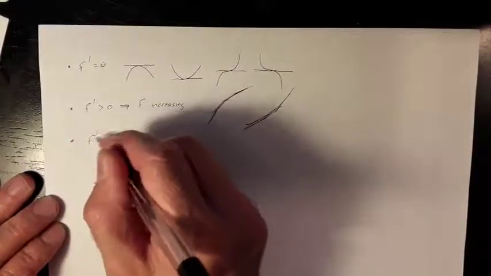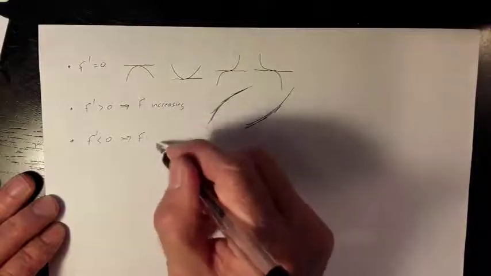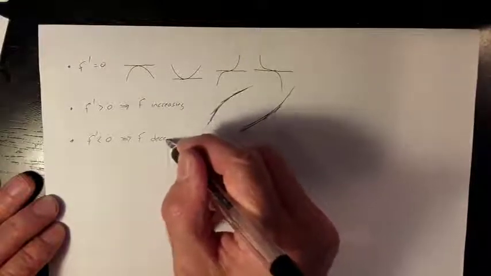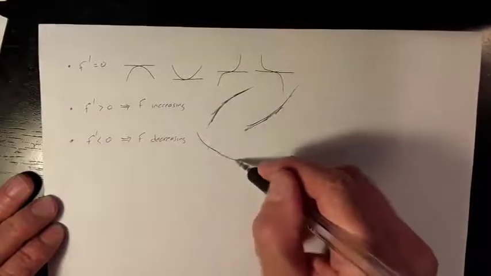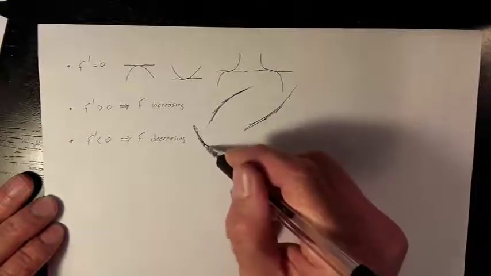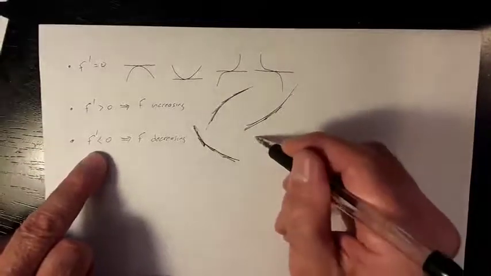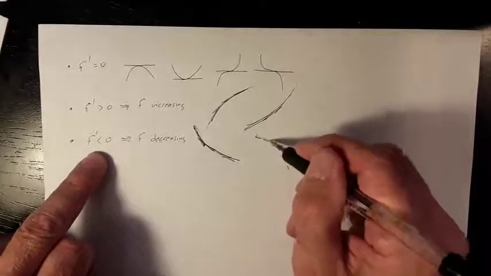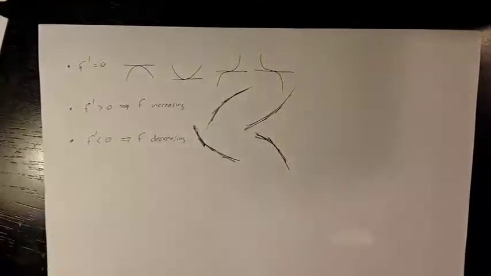Similarly, if f prime is negative, then we're going to find that the function is decreasing, for essentially the same type of thinking here. Here's a decreasing function. Every tangent line I put on there has negative slope. In other words, the derivative is negative. Similarly, if the function were coming down like this, every tangent line I put on there has negative slope. The function is decreasing.